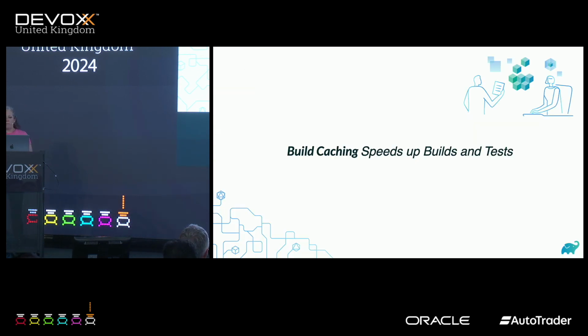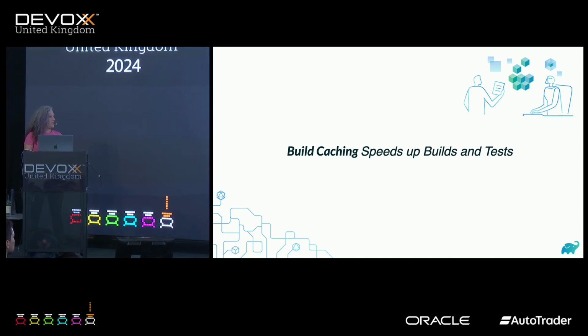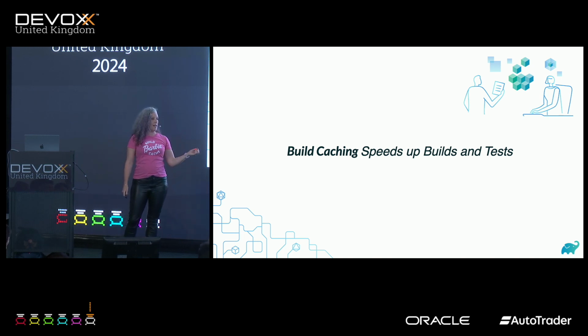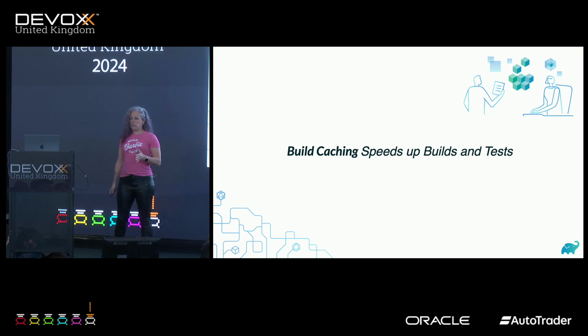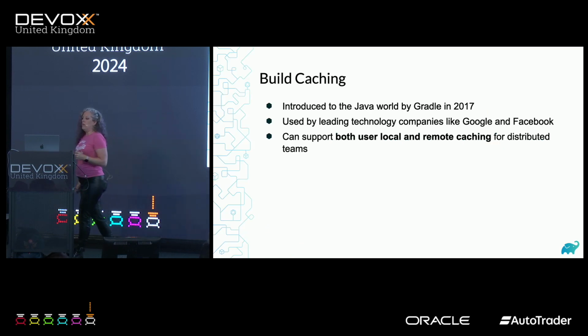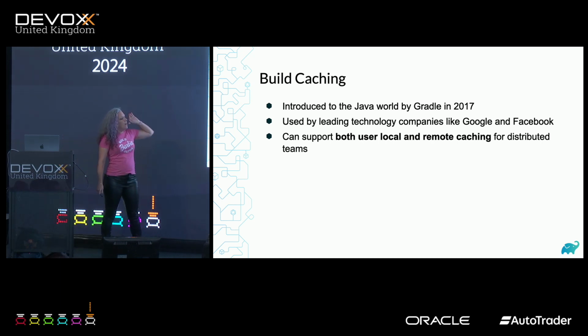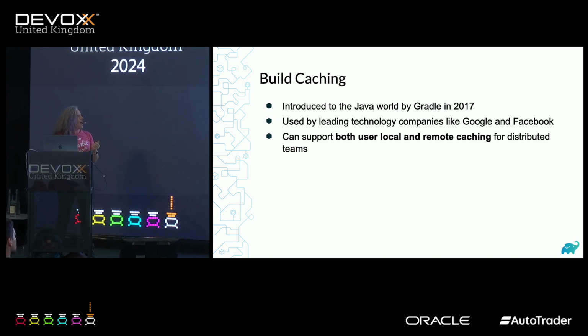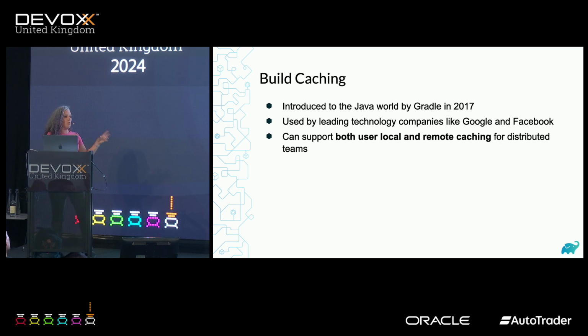So first up, I want to have a look at the build cache. Build cache is for speeding up builds and tests. The fastest build or test that you can run is one that you don't have to run at all. So if you've cached the results of previously running a build or a set of tests, you don't have to rerun those things because you've already done it once before. So build caching has been in Gradle since 2017. A bunch of large organizations I've seen kind of roll their own build caching, and the idea of a build cache is it can work locally and remotely. And we'll talk about both of those things.